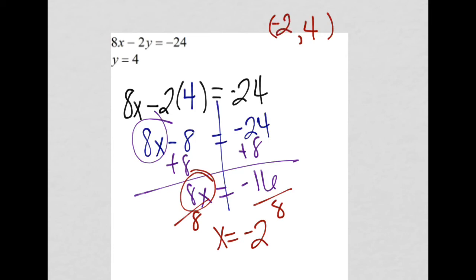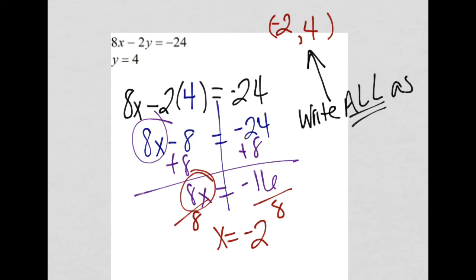So here is my answer. The point negative 2, 4. This is all my work. You need to be sure that every answer is written as an ordered pair. Write all answers as an ordered pair. It is essential.